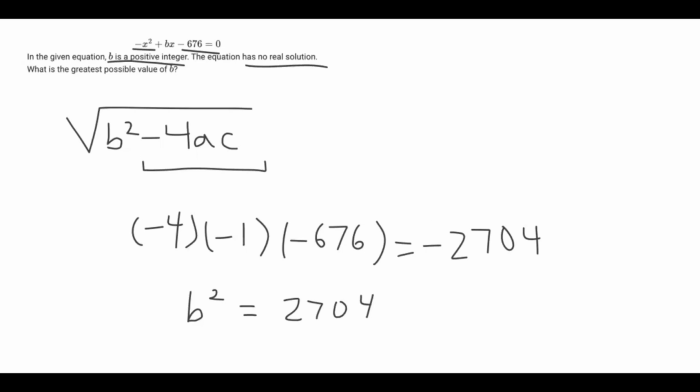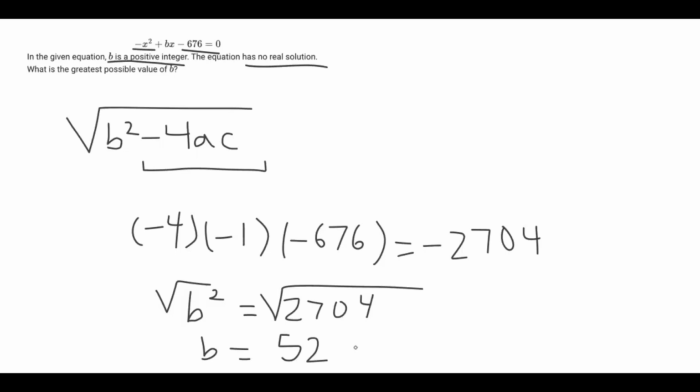And so now we're just going to solve for b. If we take the square root of both sides, we get b is equivalent to the square root of 2,704, which is oddly a whole number, equivalent to 52. Now 52 is not our final answer, because if b is equivalent to 52, our discriminant would be equal to 0 and we would have one solution. But this equation has no real solution.